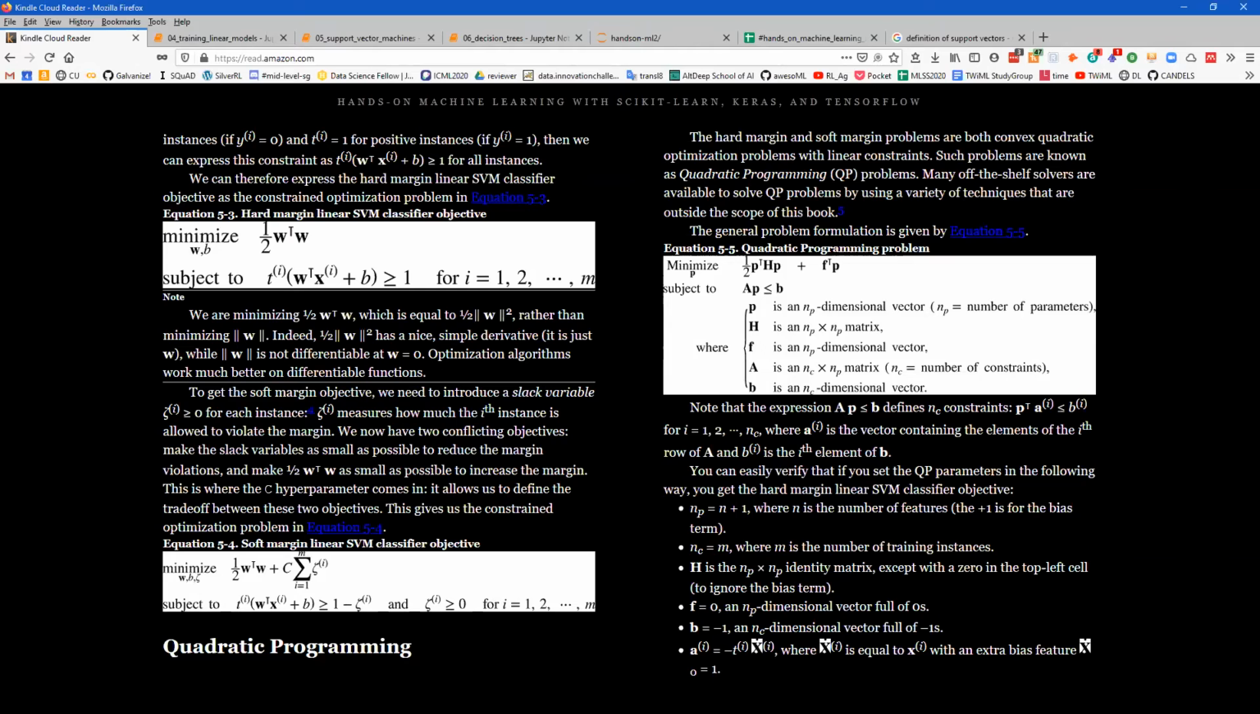So number 7. How should you set the QP or quadratic programming parameters H, F, A, and B to solve the soft margin linear SVM classifier problem using an off-the-shelf QP solver or quadratic programming solver?